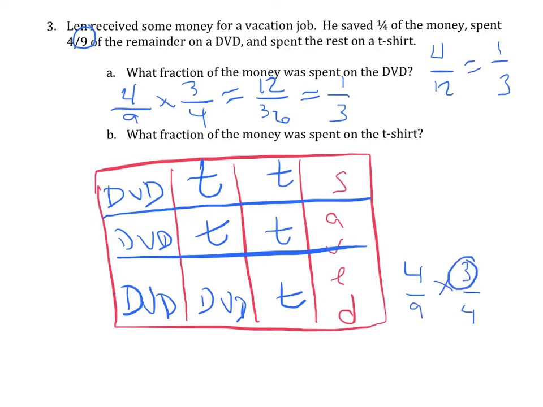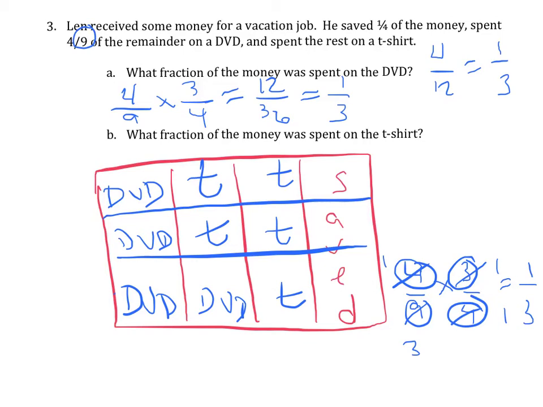So if I look at the 3 and the 9, they're both divisible by 3. So I make this a 1 and this a 3. The 4 and the 4 are both divisible by 4, so I make them 1s, and I end up getting 1/3, which is what we got by looking at my picture. It's also what we got when we multiplied out, then simplified.